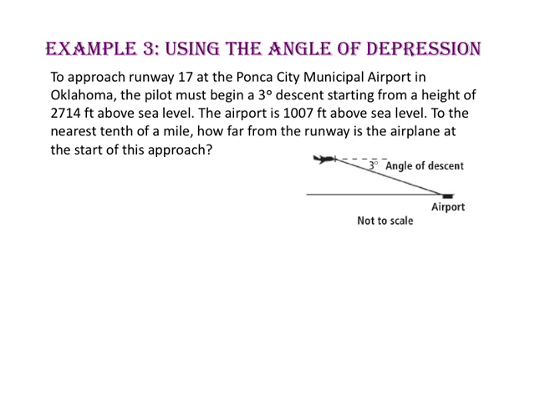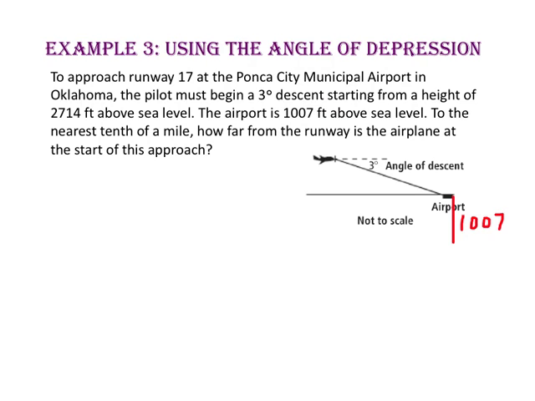To approach runway 17 at Ponca City Municipal Airport in Oklahoma, the pilot must begin a 3-degree descent starting from a height of 2,714 feet above sea level. The airport is 1,007 feet above sea level. To the nearest tenth of a mile, how far from the runway is the airplane at the start of this approach?